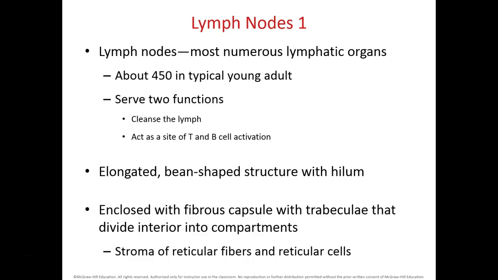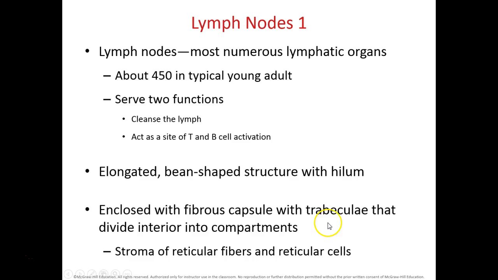All right, lymph nodes. These are the most numerous lymphatic organs. There are hundreds of lymph nodes throughout the body. Several have two functions. They serve two functions. They cleanse the lymph, and then they act as a site of T and B cell activation. They're elongated bean-shaped structures with a hilum. And a hilum is just an area where blood vessels come in. And we'll look at that again. We'll see hilum again when we look at the kidney and when we look at the lungs. It's an area where blood and nerves go into the organ.